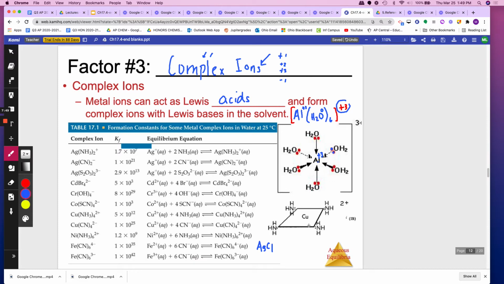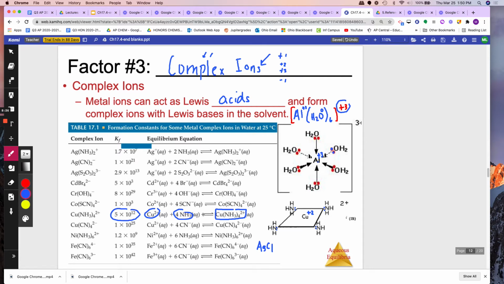Okay, here's another complex ion: copper, plus 2 charge, with some ammonia donating electrons there. So this complex ion is right here: copper with 4 ammonia, 2 plus, complexed with copper and ammonia. Okay? When you put these together, copper plus 2 and NH3, look at the equilibrium constant: 5 times 10 to the positive 12.